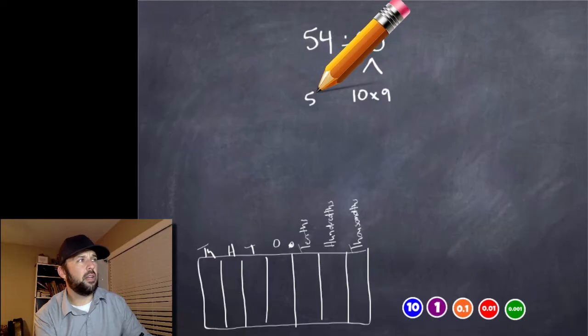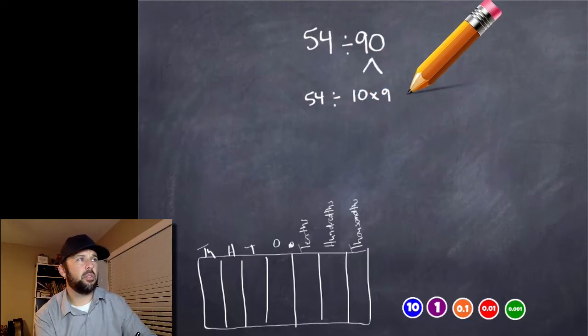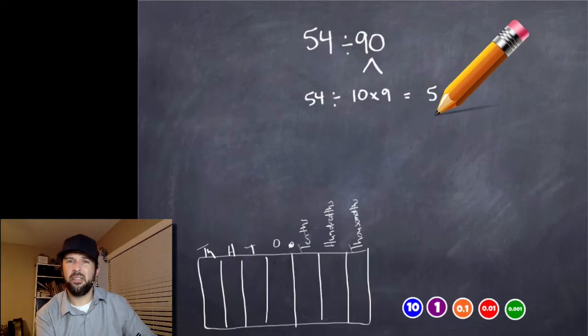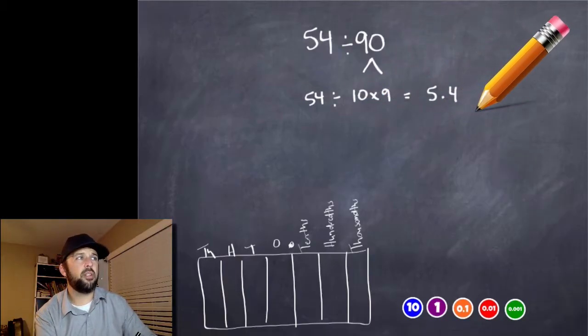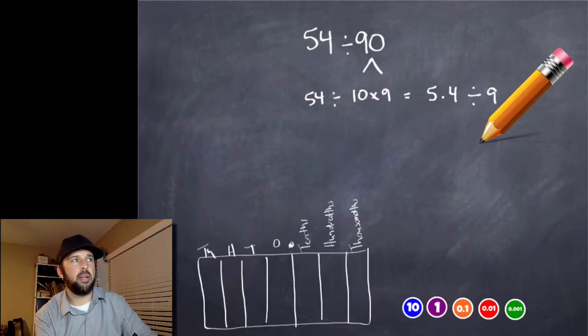So that means I could do 54 divided by 10. So 54 divided by 10, like we had done in the previous examples here, that's going to give me 5 and 4/10. Am I done? Is that my answer? No, now I have to divide by 9. So I've got to take that 5.4 and divide it by 9.